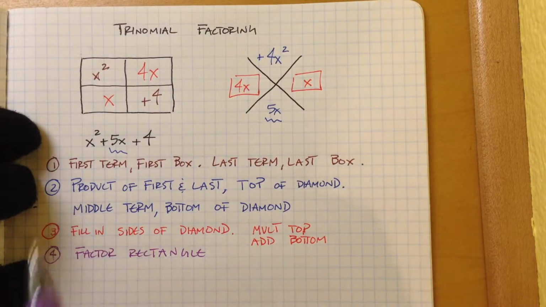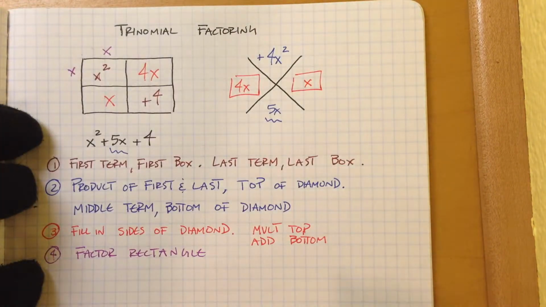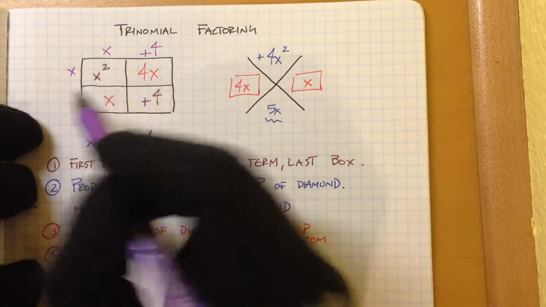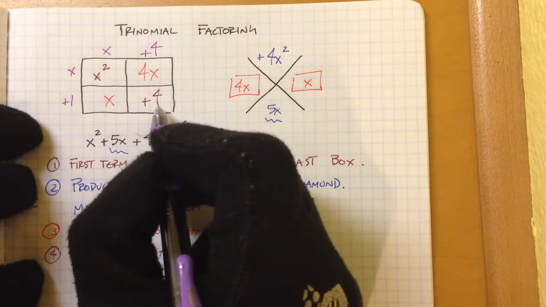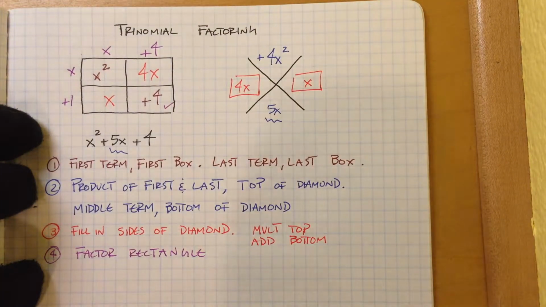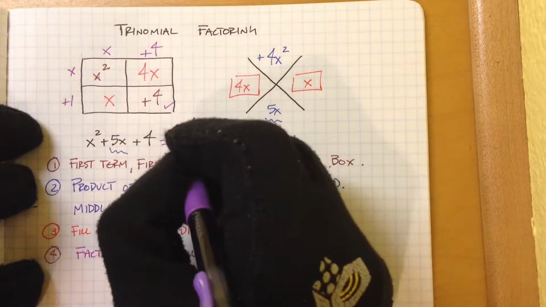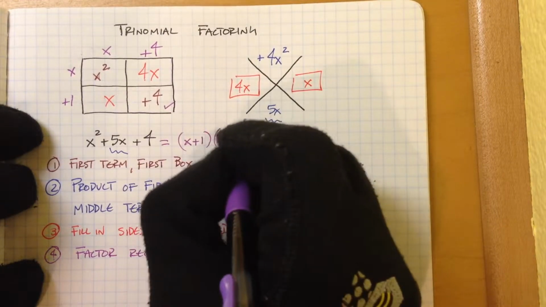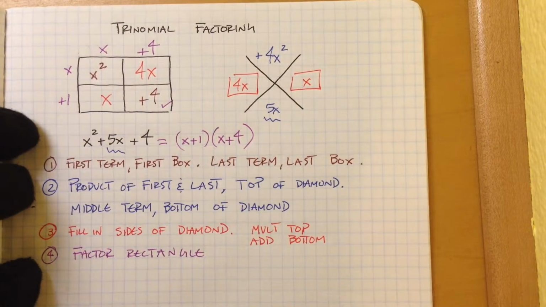So I'm always going to start with this x squared box. So x times x will give me x squared. X times a positive 4 gives me 4x. X times a positive 1 right here gives me x, and then always make sure you check this last box, please. 1 times 4 is indeed 4, so I give it a little check mark. This is the sum, and we can write it as a product now, the two factors, x plus 1 times x plus 4. That is the factored form. That right there would be the sum form.